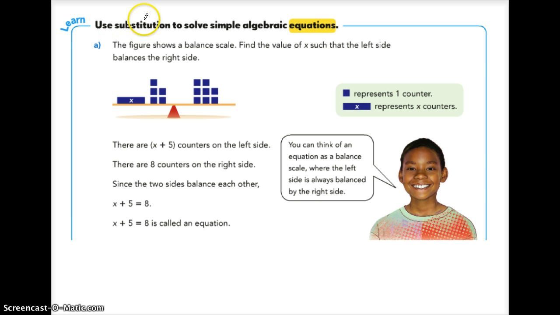So here we're going to use substitution to solve simple algebraic equations. And remember, expressions didn't have this, but equations have them. Equations must have an equal sign.